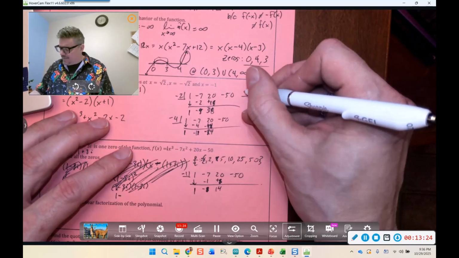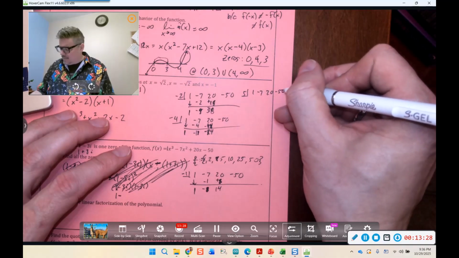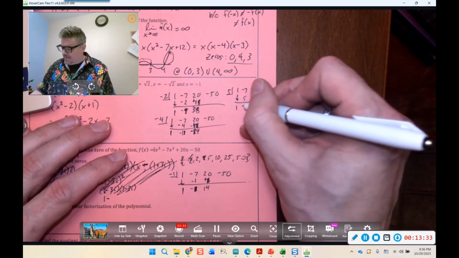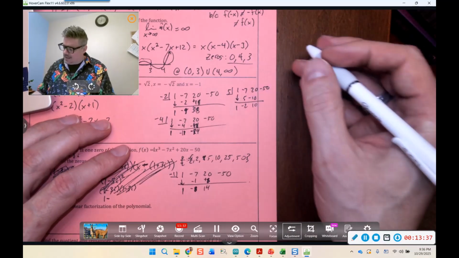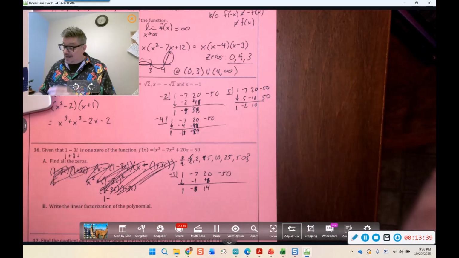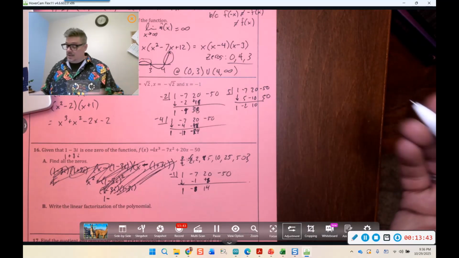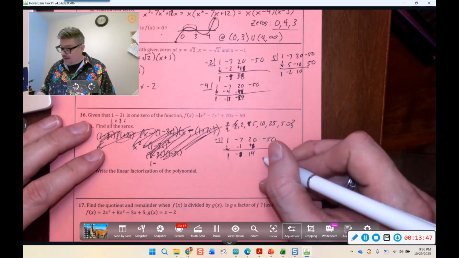Let's go to 5. One, 5, negative 2, negative 10. It's going to be 10. And positive 50. There it is, 5. That's it. I only need one of them. So it means then that we have 5.